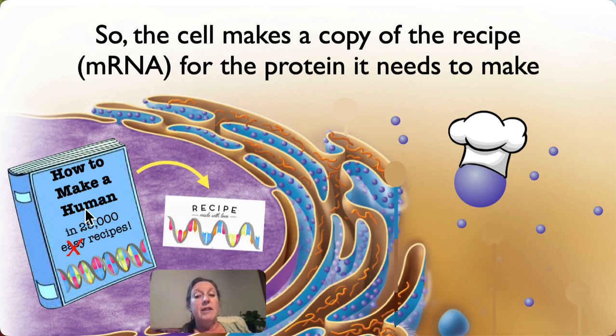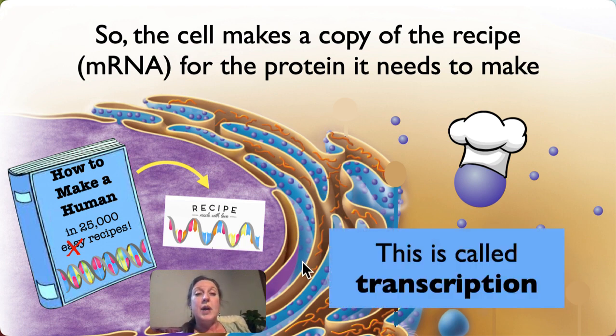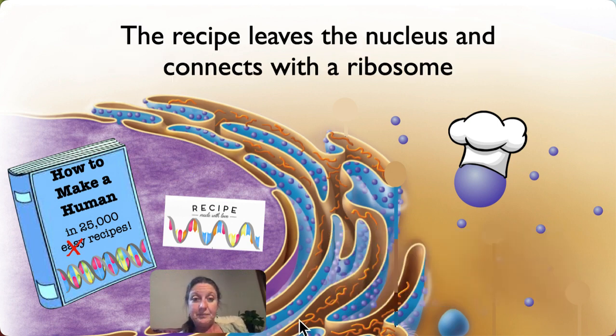So, the recipe from the cookbook gets copied onto a smaller piece of nucleic acid, mRNA, and this is called transcription. Transcription really means just to rewrite in the same language. To transcribe is to write over. So we're writing the same thing, using the same recipe, using nucleotides to copy it down. So it's kind of the same language, even though it's RNA instead of DNA.